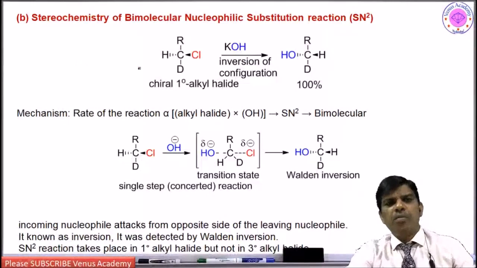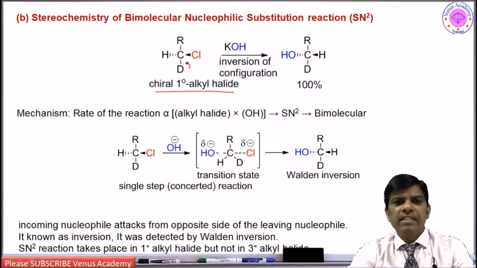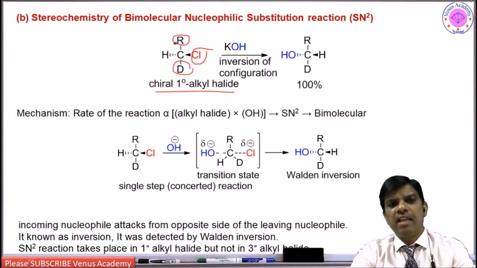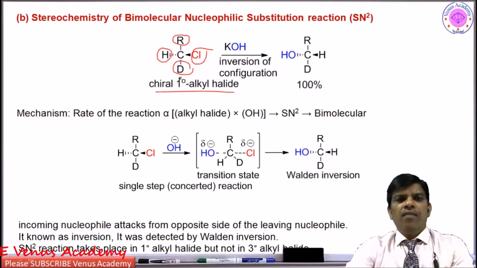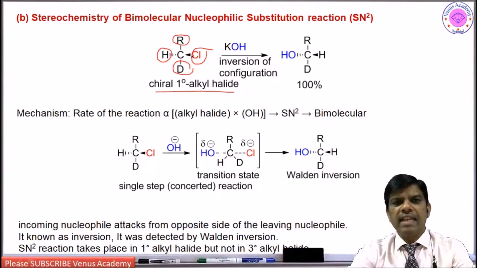For example, take a primary alkyl halide substituted with 4 different groups: one is chlorine, one is deuterium, another is an ethyl or other alkyl group, and the last is hydrogen. Since the 4 groups are different, it is optically active. When I react this molecule with KOH, inversion takes place. What inversion? This chlorine is on the thick line, and this hydrogen is on the dotted line.